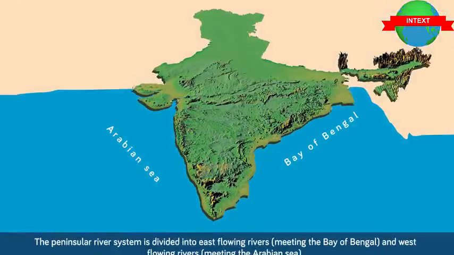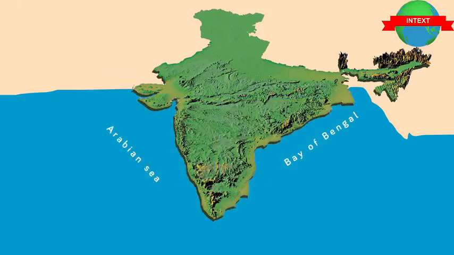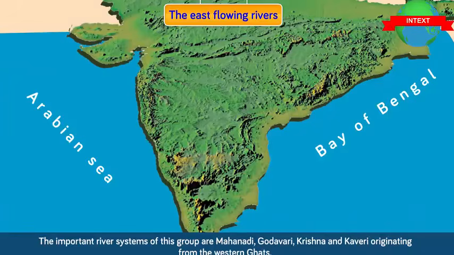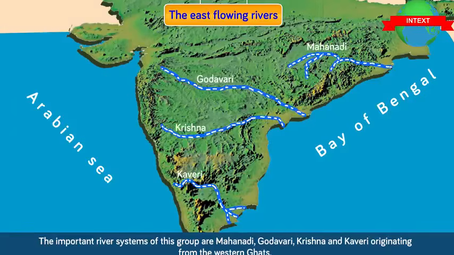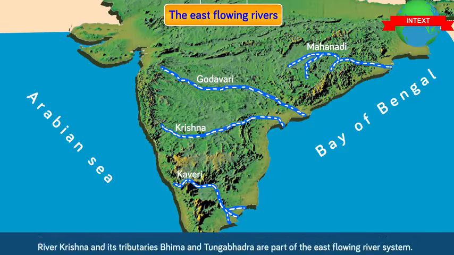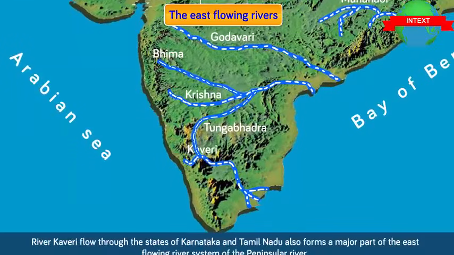The peninsular river system is divided into east-flowing rivers meeting the Bay of Bengal and west-flowing rivers meeting the Arabian Sea. A. The east-flowing rivers. The important river systems of this group are Mahanadi, Godavari, Krishna and Kaveri, originating from the Western Ghats. River Krishna and its tributaries Bhima and Tungabhadra are part of the east-flowing river system. River Kaveri flows through the states of Karnataka and Tamil Nadu, and also forms a major part of the east-flowing river system of the Peninsular River.